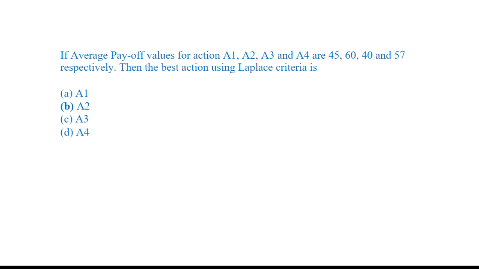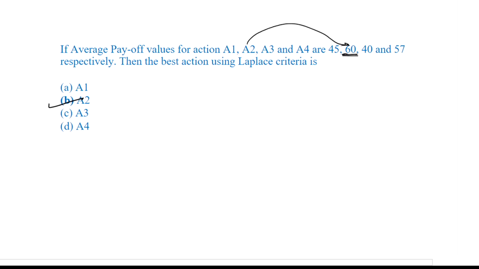So in this particular question, the averages given to us are 45, 60, 40 and 57. And what is the maximum value out of these four averages? It is 60. And this 60 corresponds to which act? Act A2. So this is the right act. A2 is the right answer. Moving on to the next question.